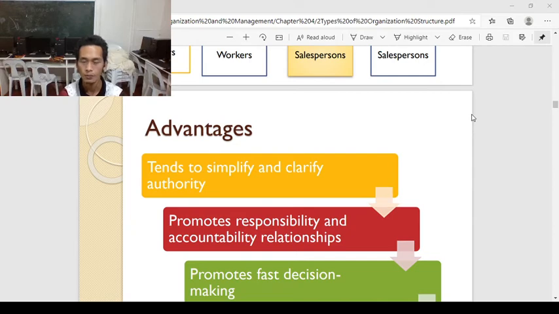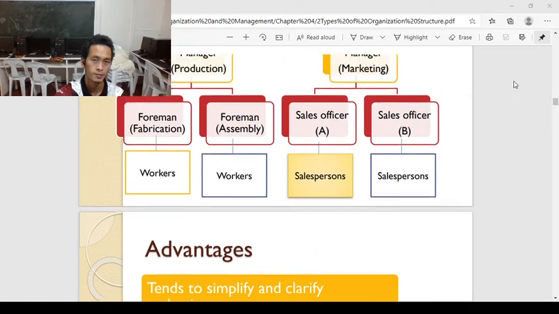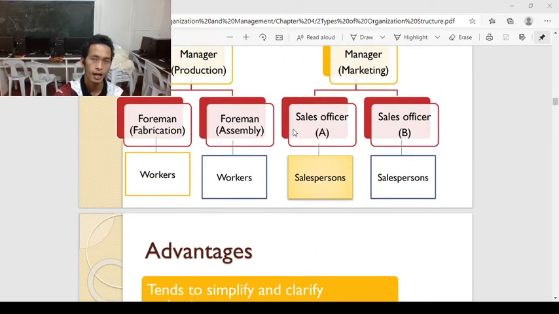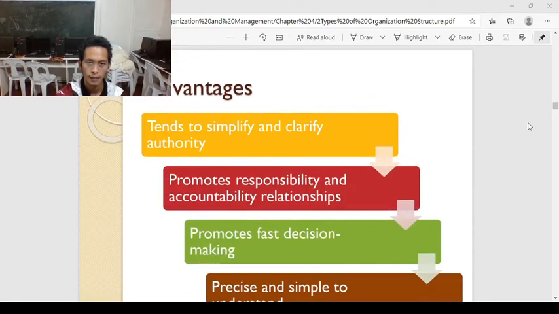It promotes responsibility and accountability relationships. For example, the salesperson is under sales officer B, so the salesperson is responsible for following the direction of sales officer B and accountable to sales officer B. Sales officer B is in turn accountable to the marketing manager.